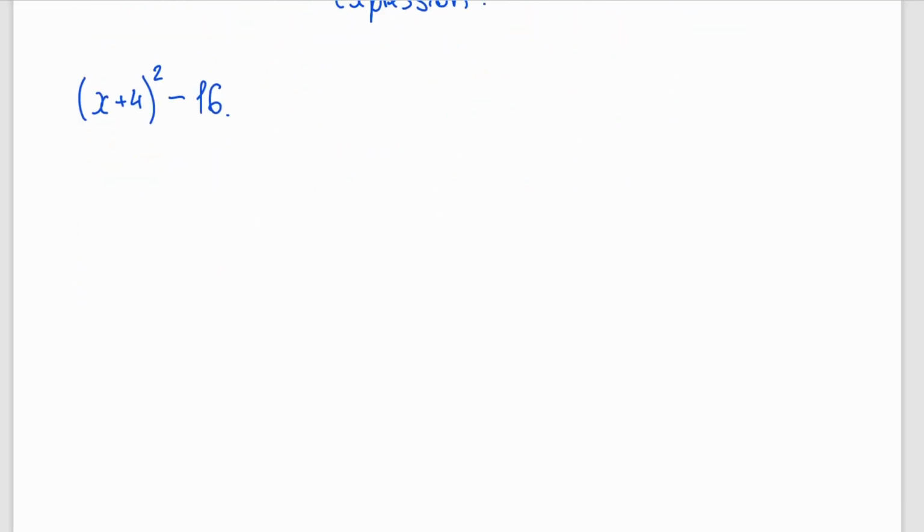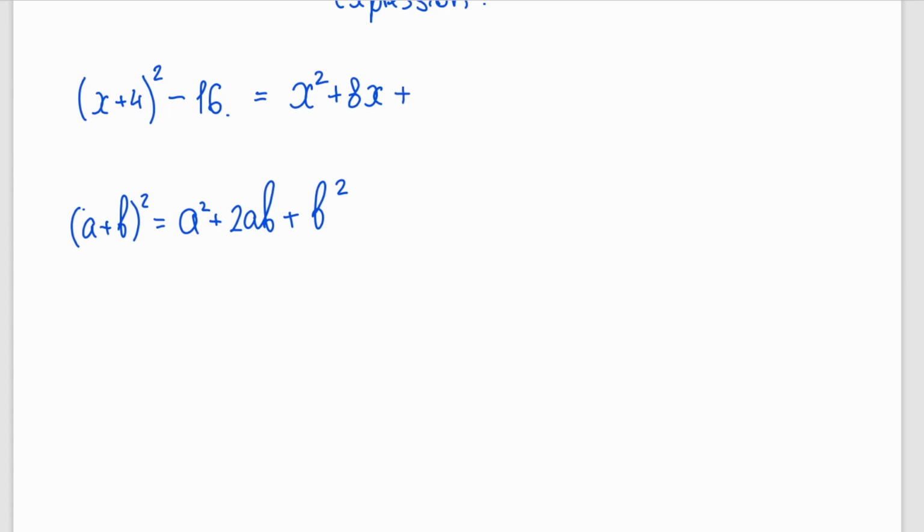And to do so, we will first have to expand the bracket x plus 4 squared, and I'm going to use that formula, a plus b squared equals a squared plus 2ab plus b squared. So I'll get x squared plus 2 times 4 is 8, x plus 4 squared is 16. So that's the bracket. And don't forget we also have this negative 16. So I'll just copy it.